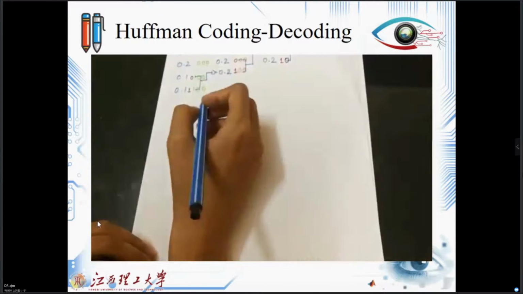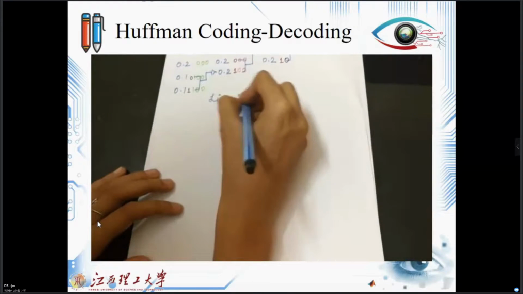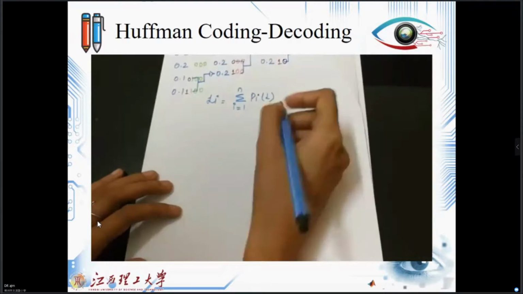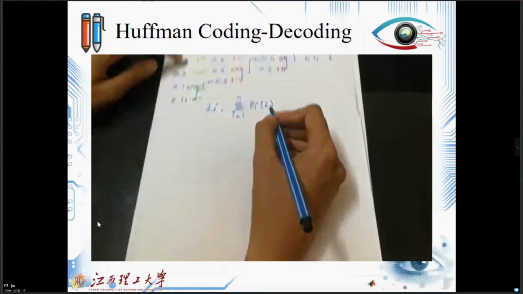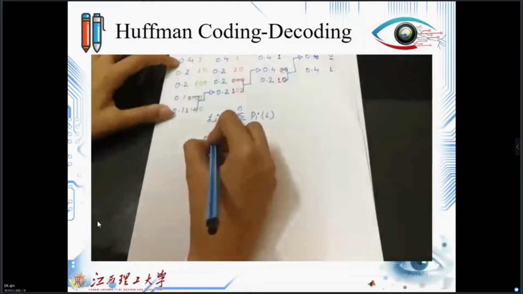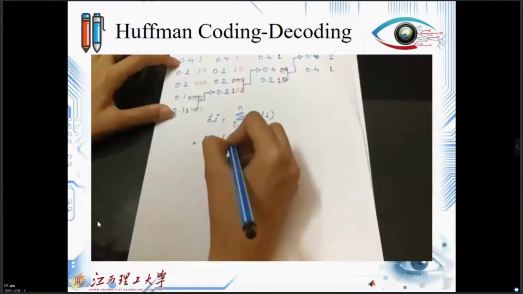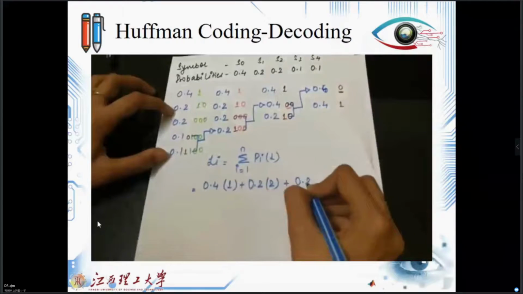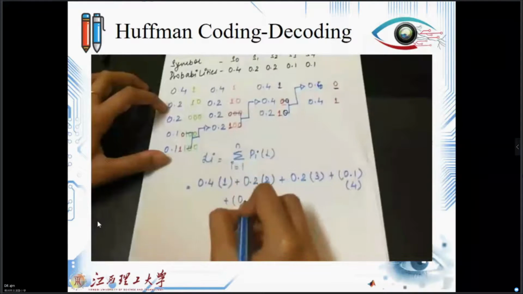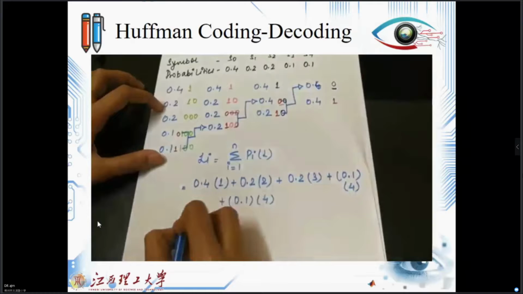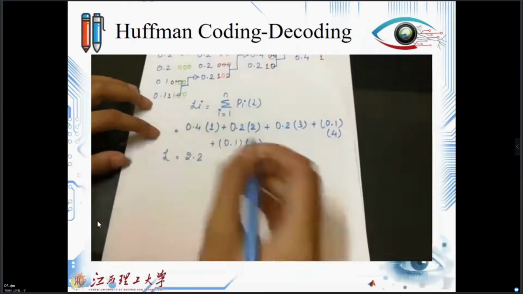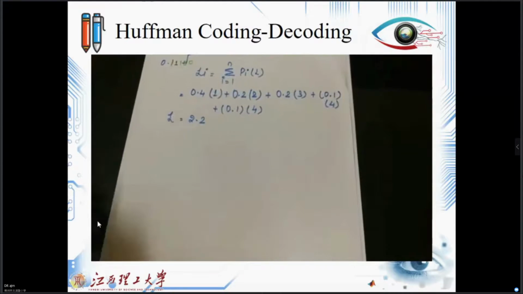Now we should calculate the average length L, as we say. Length has the formula L equals the summation from i equals 1 to n of P_i L_i. We had 0.4 multiplied by 1, 0.2 multiplied by 2, 0.2 multiplied by 3, 0.1 multiplied by 4, and 0.1 again multiplied by 4. The calculation then becomes L equals 2.2.